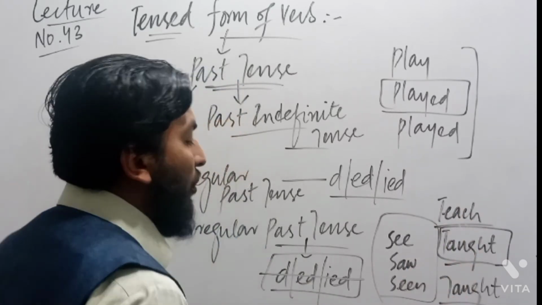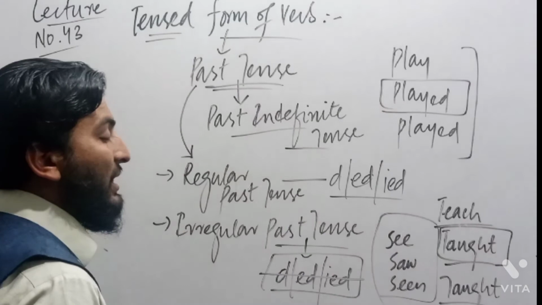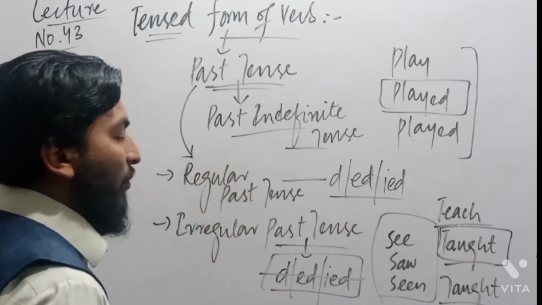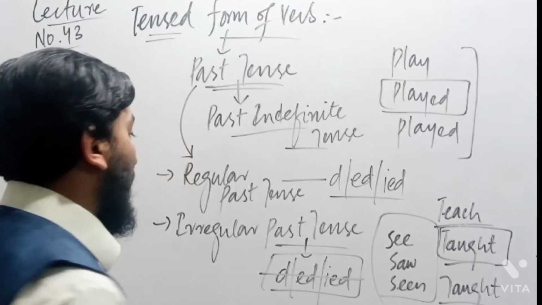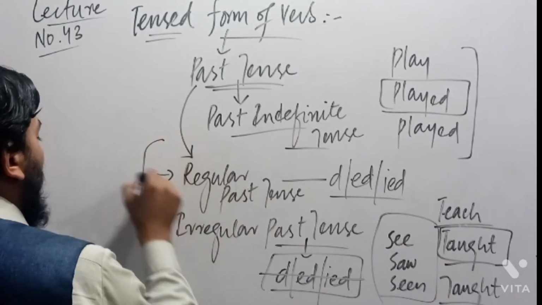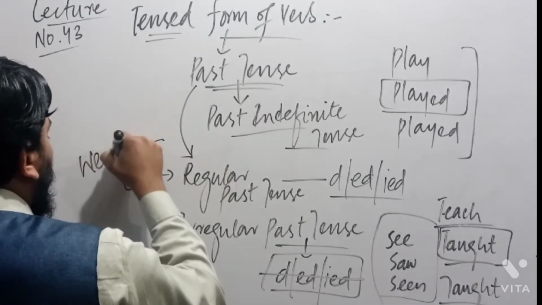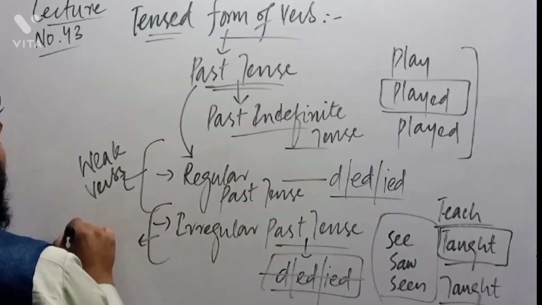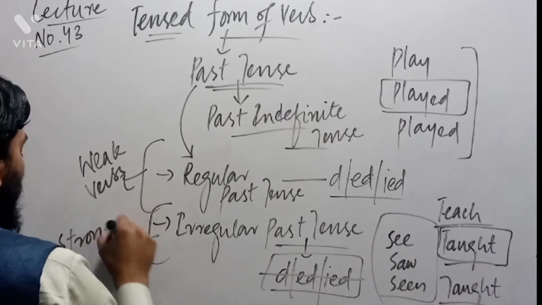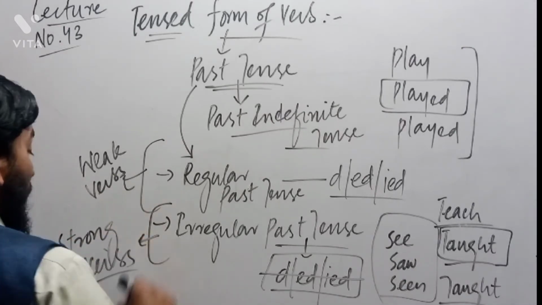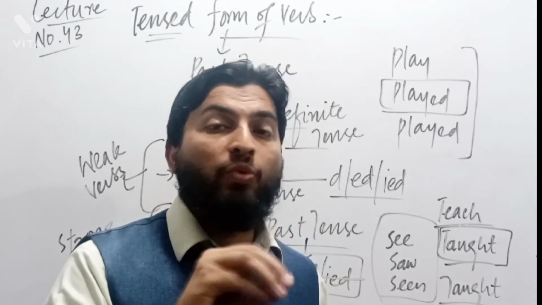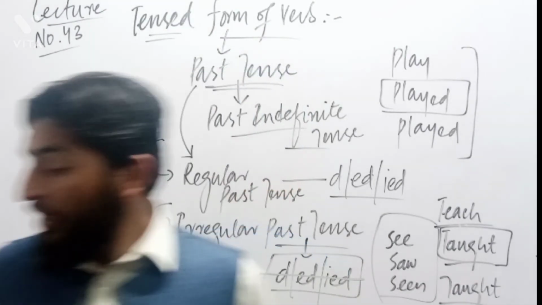So this is called past tense, but past tense is divided into two. One is called past tense regular and one is called past tense irregular. Regular past tense is also called weak verbs, and irregular past tense is called strong verbs. So this is clear to me. Now let me put these words into sentences.